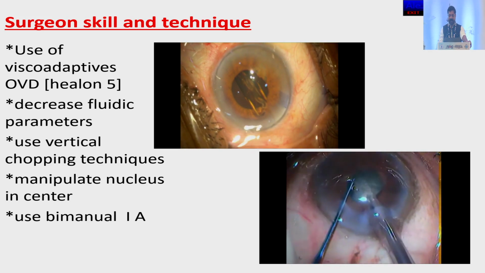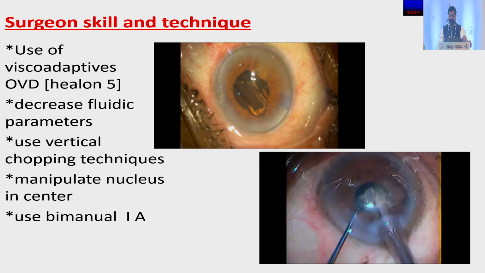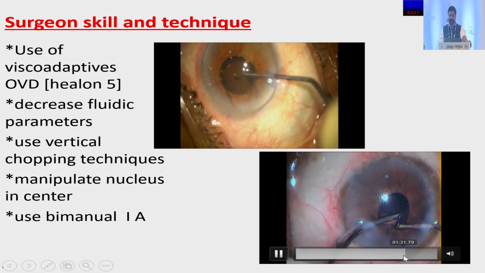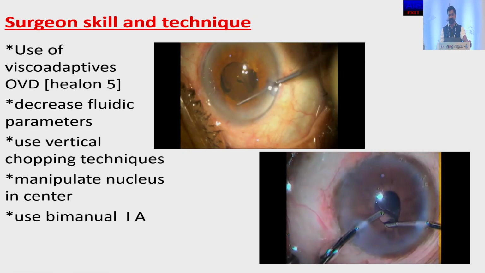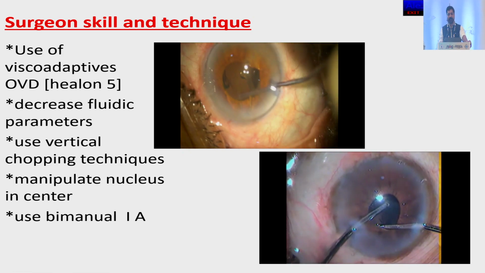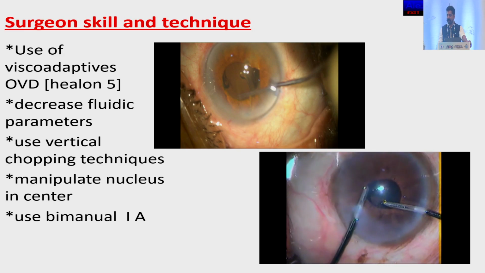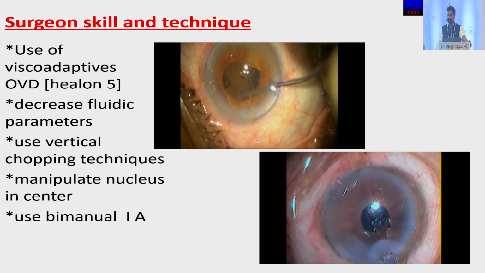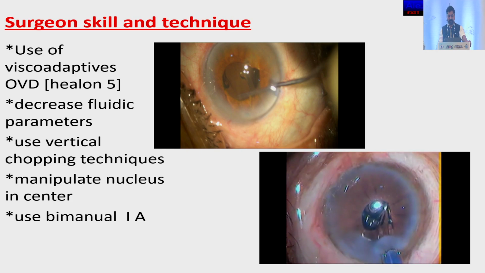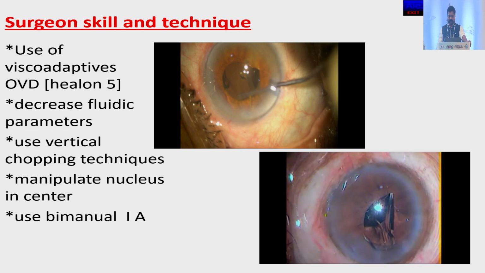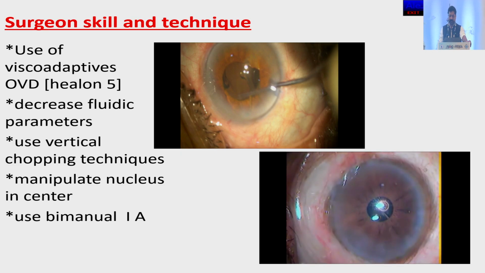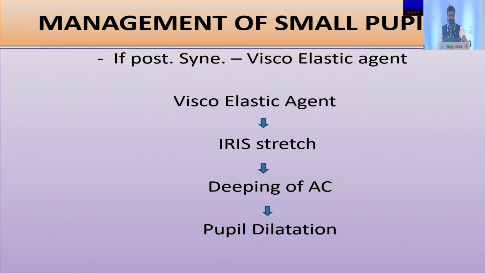Use bimanual IA. As I said, why bimanual IA? Because if you are using both hands, that will definitely help to go behind the iris, behind the pupillary margin, and you can catch the capsule. You can hold the capsule, take all types of cortical matter, bring it to the center and aspirate it. So I always use bimanual IA while doing small pupil cataract surgeries.